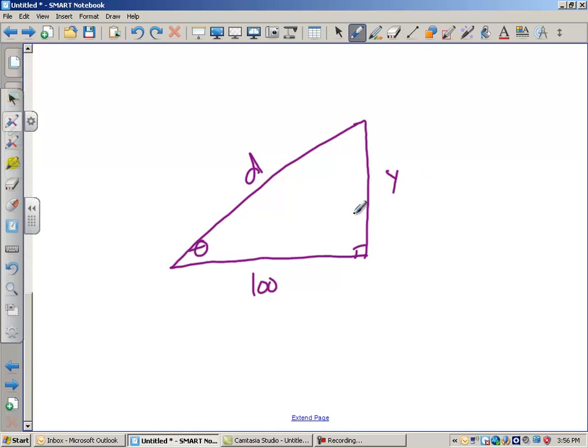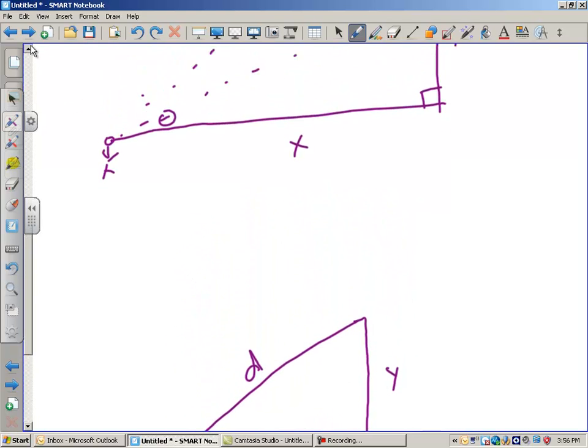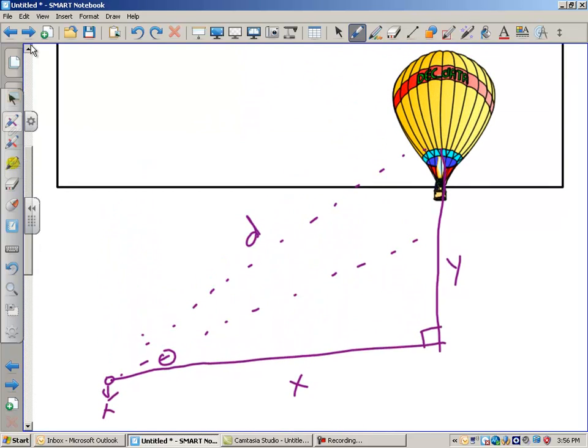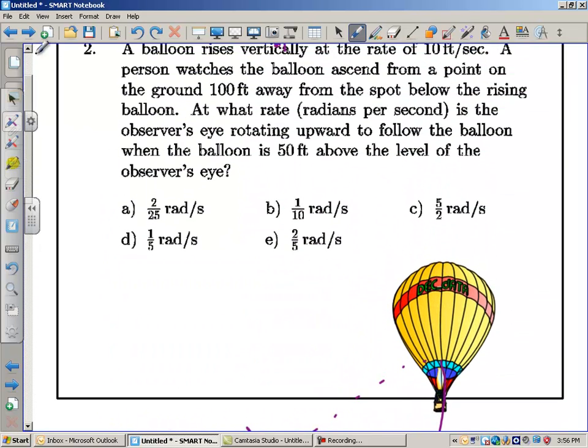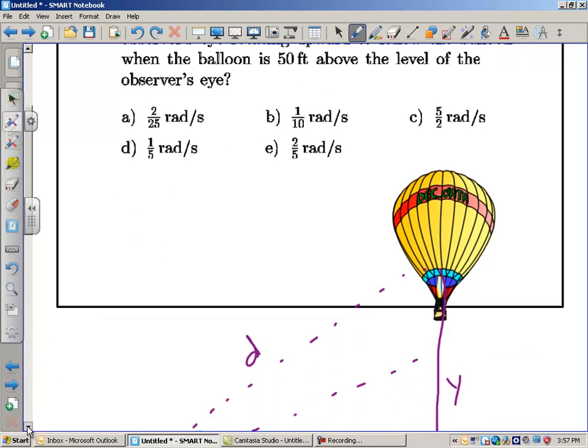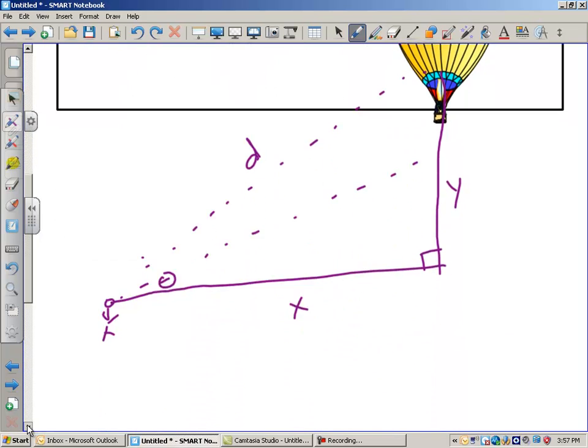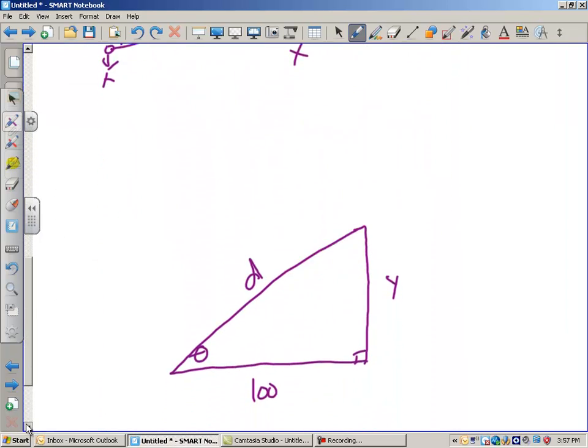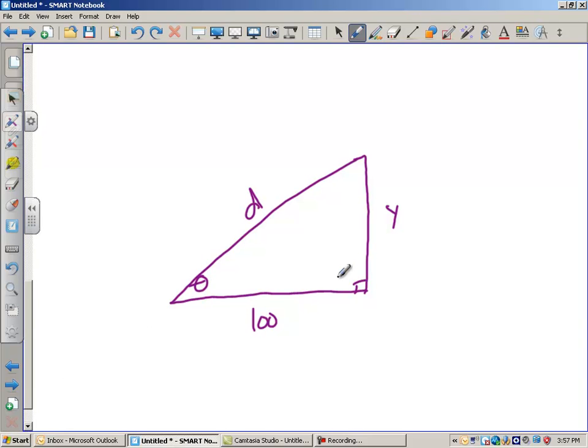Alright, so you have to figure out what equation relates all of this stuff, but do we need to worry about the distance? Is the distance a part of the question? The distance between the observer and the balloon. Let's see, the balloon's going up, so that's changing. Person staying still. We want to know how the angle is changing. So that means we don't care about the distance between them at all. We just want to know what is happening to theta as y changes and 100 stays the same.